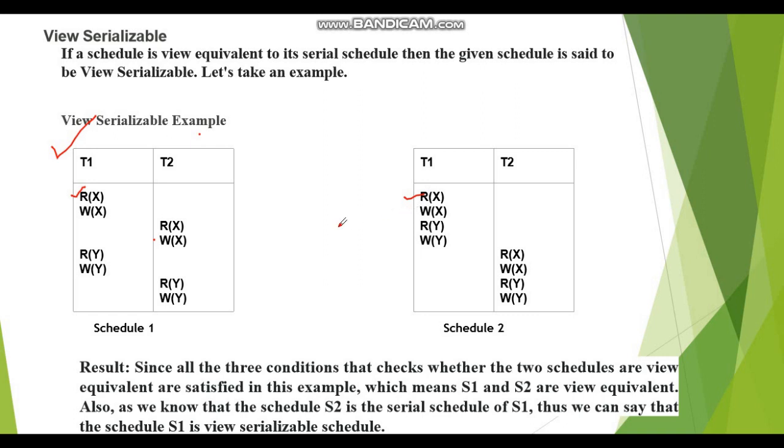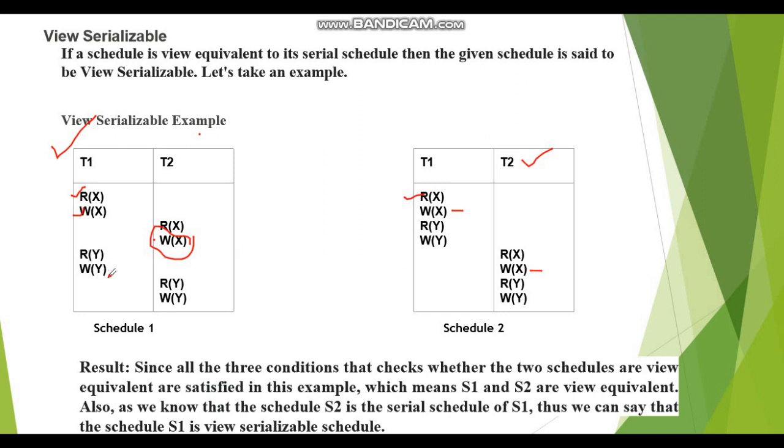Next is final write. Now see here, final write on data item X. There are two data items, X and Y. Let's see the final write on data item X. Here you can see this is the first write and this is the final write, and it is performed by T2 in schedule 1. Here also, this is the first write and this is the final write on data item X, and T2 is performing it. That's why this is the final write on data item X.